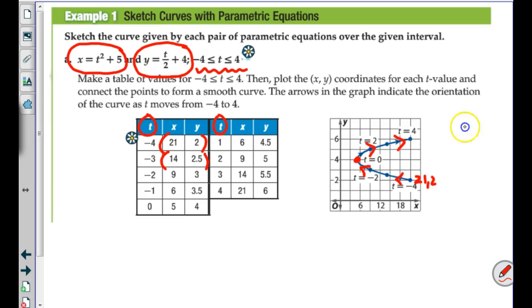Now, what do you notice about this? Is this a function? It is the first time we've been able to graph something that is not a function on our calculator. Okay? It is not a function. It fails the vertical line test.